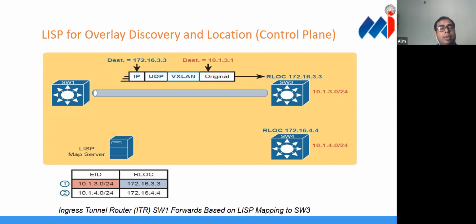Another term you should remember: ingress tunnel router. Switch 1 is ingress. That means some endpoint will be connected to SW1 that wants to connect to some devices connected to switch 3 or switch 4. So the LISP map server keeps a database where all the networking data are recorded. What is the benefit of this recording?